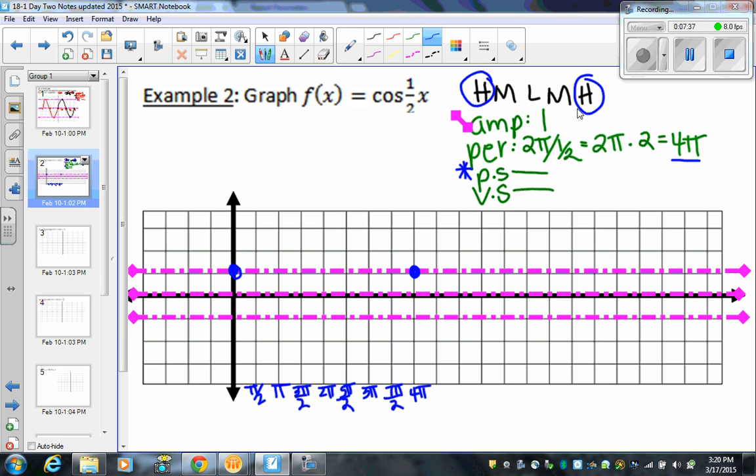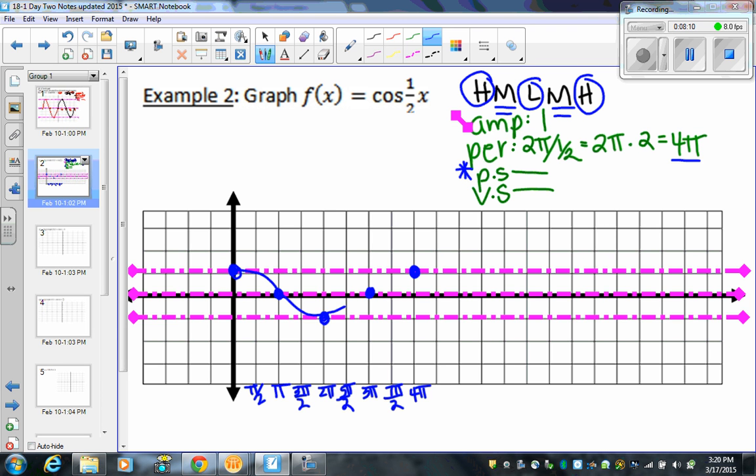Now that I've got my first and my last plotted, halfway between would be a low. Halfway between 0 and 4 pi is 2 pi, and I'm going to go on the low line. And then halfway between our high and our low is going to be a middle. So halfway between 0 and 2 pi is pi on the middle. And then halfway between our low and our high is going to be on the middle again. So at 3 pi, we're going to put a point on the middle. And we're just going to create our cosine curve.